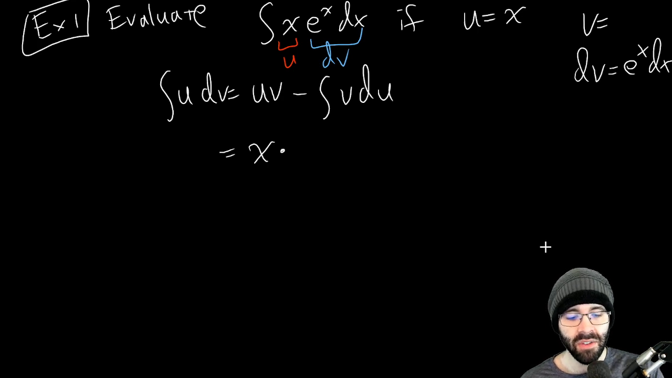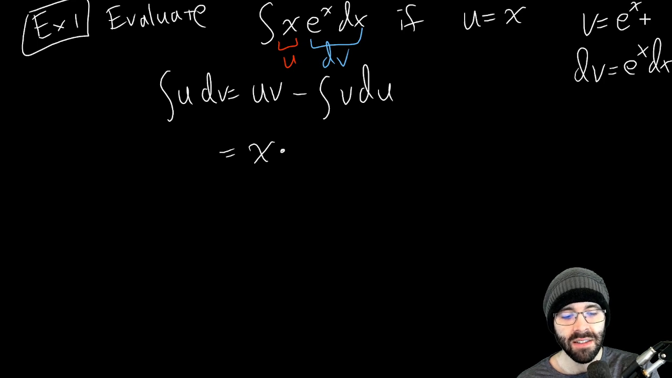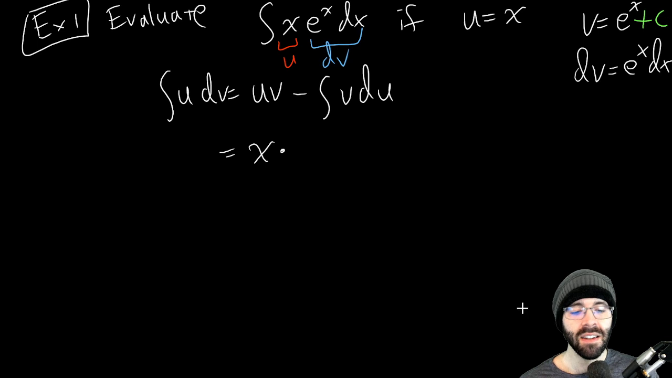What's the antiderivative of e to the x dx? The antiderivative of e to the x is itself. And I'm going to write a plus c in green because it's true. The antiderivative of e to the x dx is e to the x plus c.